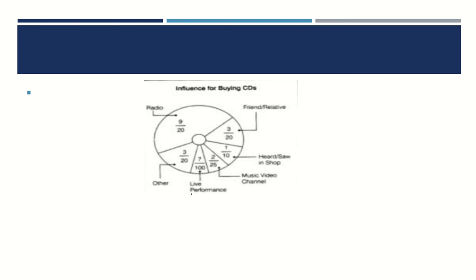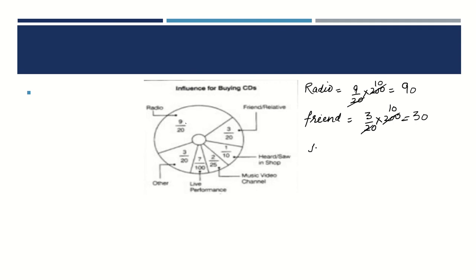You have this graph here. I am going to note down again. 9 by 20 for radio. How many students were influenced by radio? 9 by 20 of 200. That was 90. And from friend or relative, we have 30 students, and there were some students who just heard about CD. So it was 1/10 of 200. That means 20.